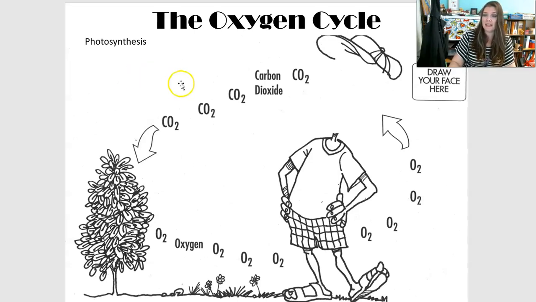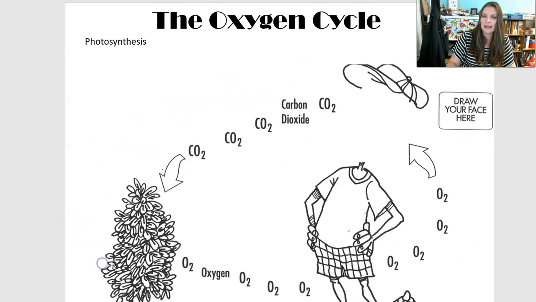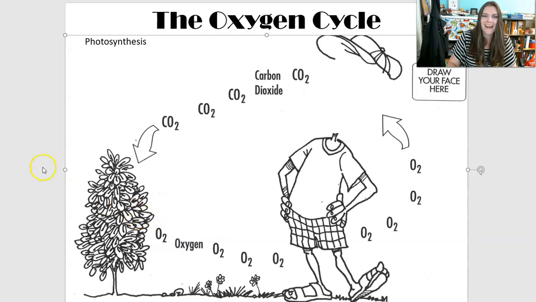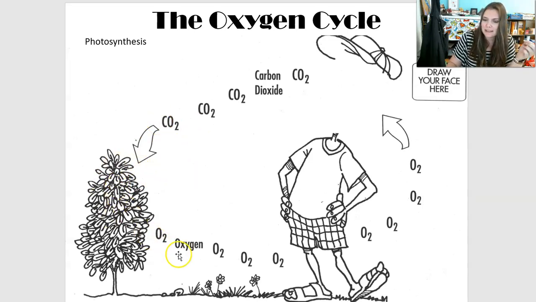Which is pretty interesting. So here is somebody here. They're breathing out carbon dioxide and other gases. The plant takes in that carbon dioxide, CO2 is short for carbon dioxide, and releases that oxygen, and we breathe in that oxygen and breathe out carbon dioxide. So we need each other, plants and humans, in order to survive.